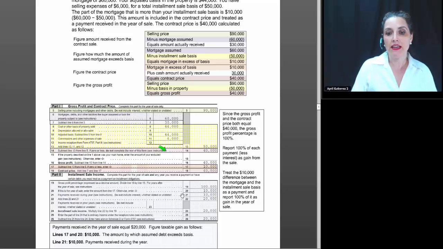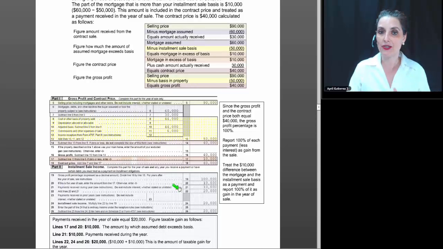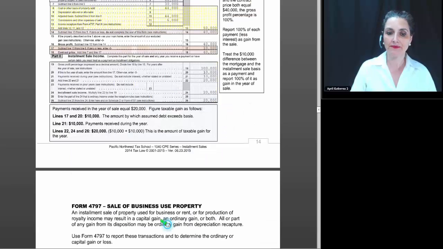So ultimately, it is treated as a total of $20,000 of payments have been received for the year, even though only $10,000 in cash was received for the year. So the $10,000 difference between the basis of the home and the mortgage on the home is income for the year, and the $10,000 of payments received for the year are considered to be income for the year. And therefore, the total income reported on 6252 is $20,000.